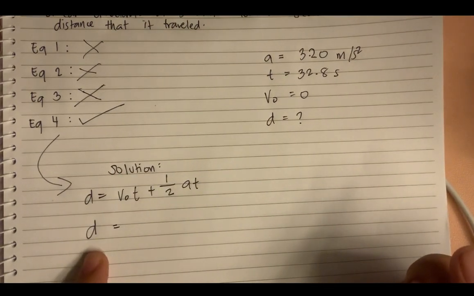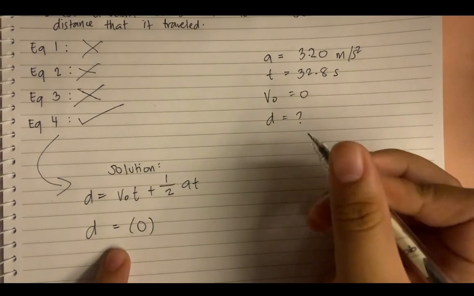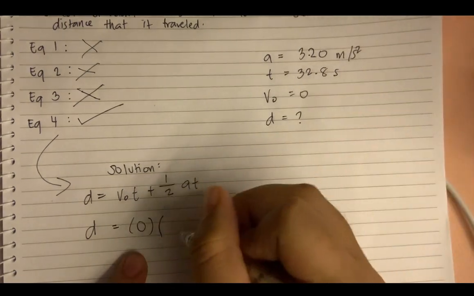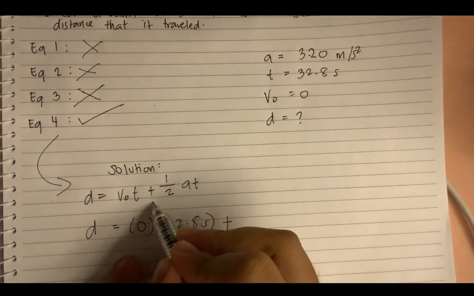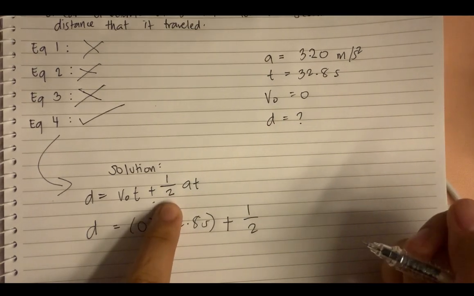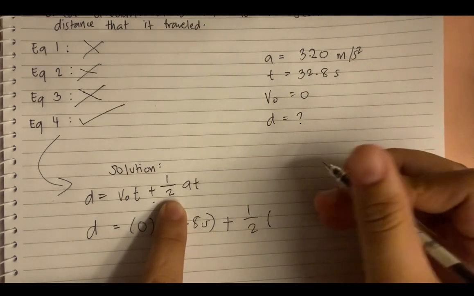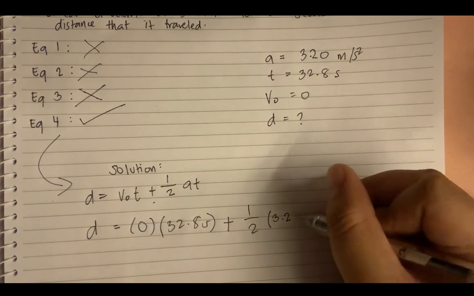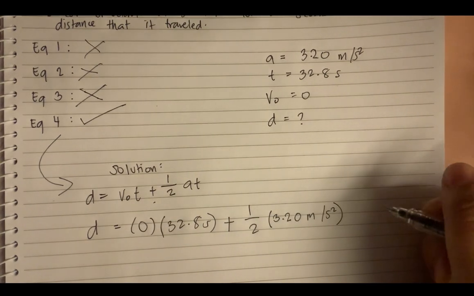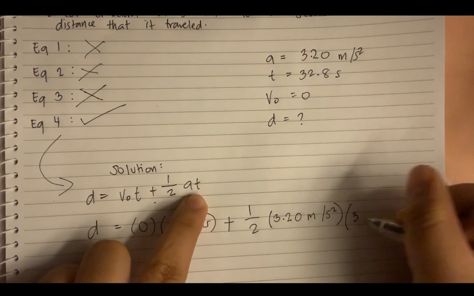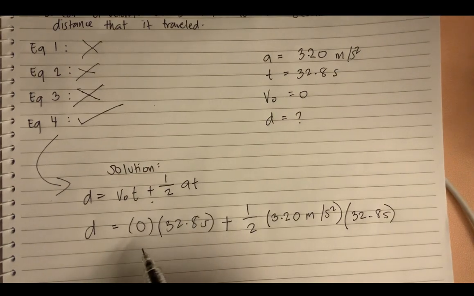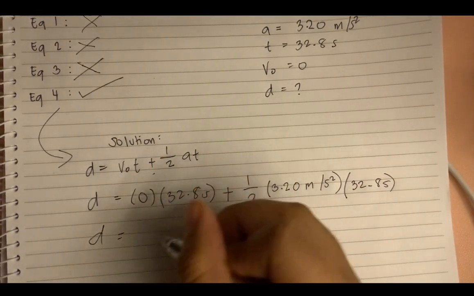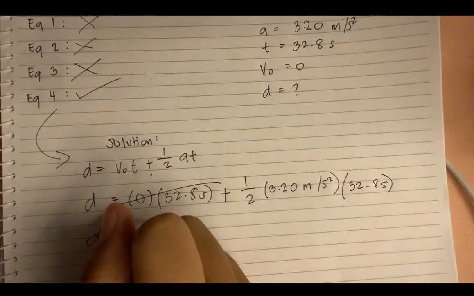Our distance is unknown, which makes it d. Our initial velocity is equal to 0, times our time, which is 32.8 seconds, plus, since it is what's in the equation, 1/2, copying the 1/2 from the equation, and then our acceleration is equal to 3.20 meters per second squared times the time, which is 32.8 seconds. Any number multiplied by 0 is equal to 0, so we will just cross that out.